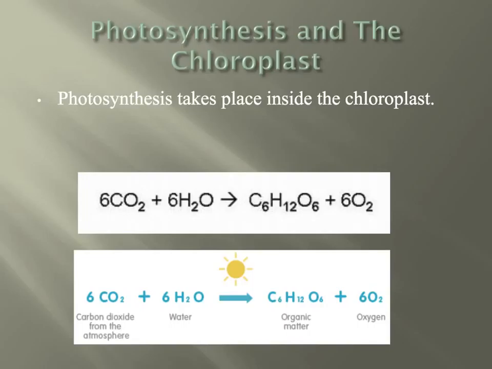So in the chloroplast, this is what is occurring. The top equation is the chemical equation in chemical symbols. The bottom equation tells us in words what exactly is transforming.